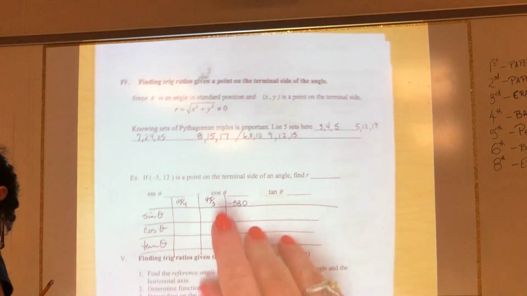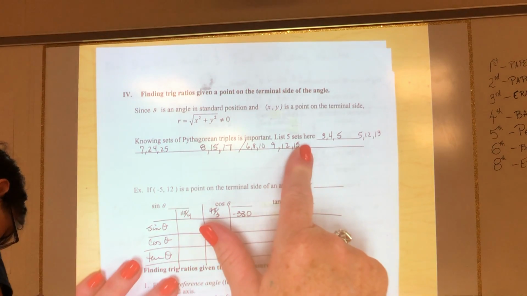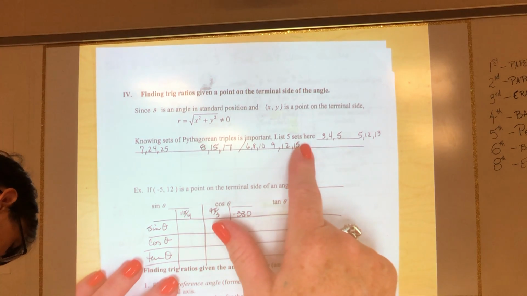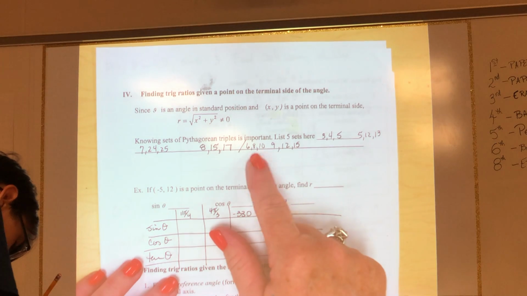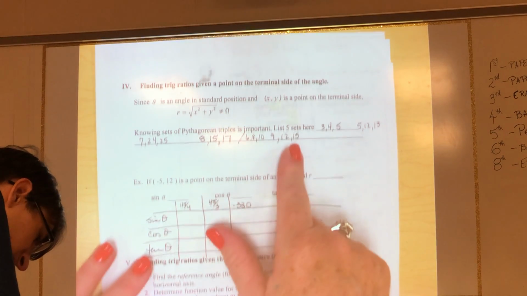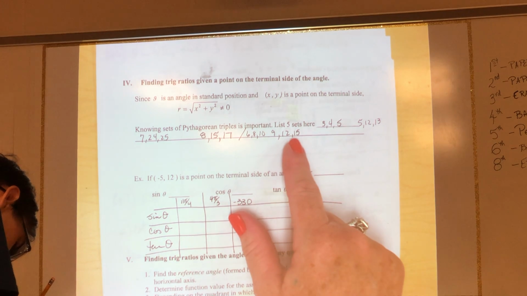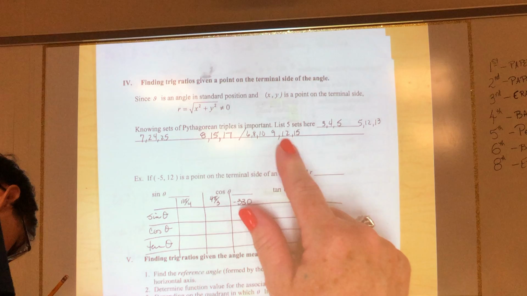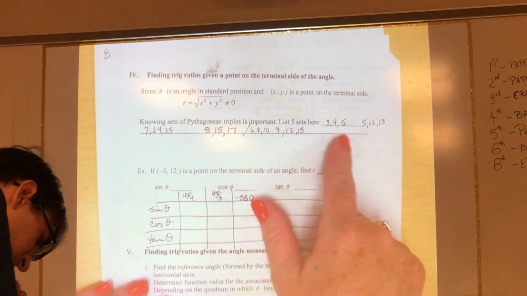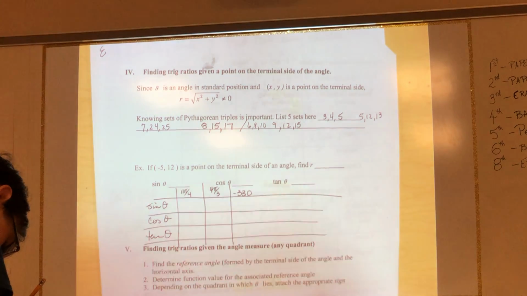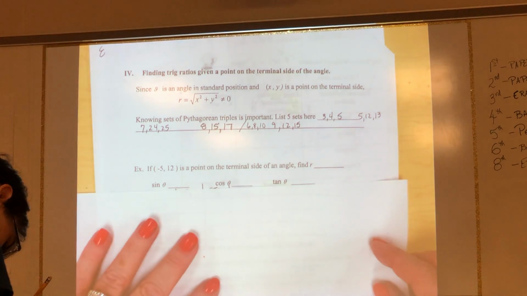You're really going to like the back because here's the question. Knowing sets of Pythagorean triples is important. List 5 sets here. I listed them for you. I ran off one that I had written the answers on like an idiot. Sorry about that. So you don't have to do that, but you don't get the points for it either. Now yours doesn't look like this down here, but it's fixing to because you're going to fix it in a minute.